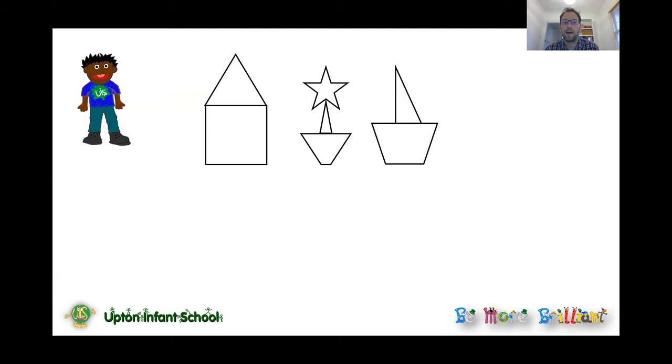Oh, I know what I can see. I can see a square. Can you see any squares? Yes. And can you see the star shape? Yeah, that's an easy one. Can you count how many sides there are on the star? How many sides has it got? Count them up. 1, 2, 3, 4, 5, 6, 7, 8, 9, 10. That star's got 10 sides.